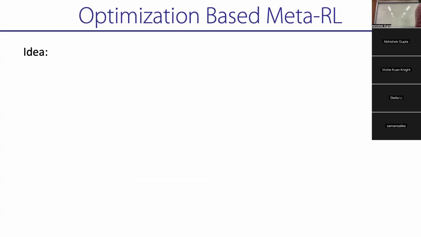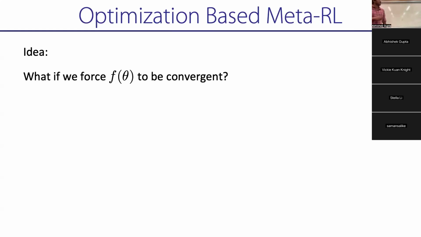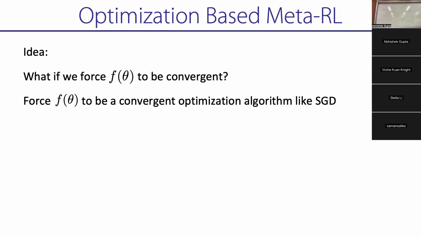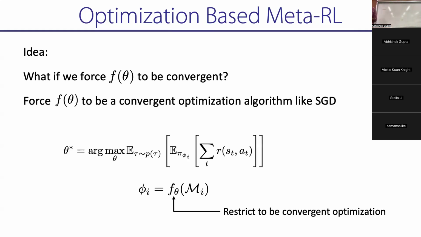Interesting area of work. Okay, so to Rico's point, the second idea is what if we just made the inner loop gradient descent? What if we say F theta is a convergent update rule? What if it's gradient descent? The idea behind the second type of update is to say that I don't want to force F theta to be an RNN like I did earlier. I'm going to make F theta gradient descent.